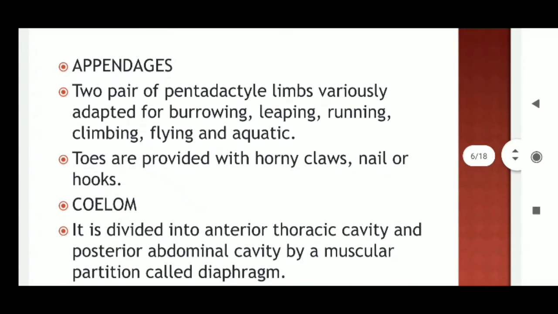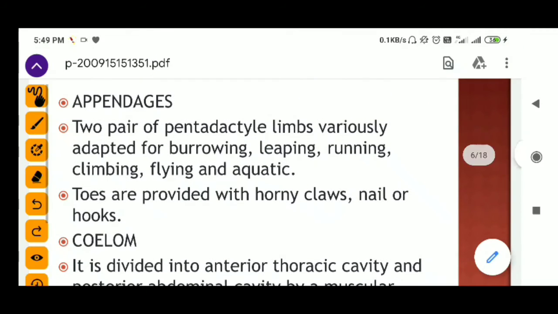Coming to the appendages, all mammals have two pairs of pentadactyl limbs, which means five-fingered limbs, adapted for burrowing, leaping, running, climbing, flying, and, if aquatic, according to their adaptation. They are shaped in different manners according to their habitats. Toes are provided with horny claws in bats, and nails in humans.